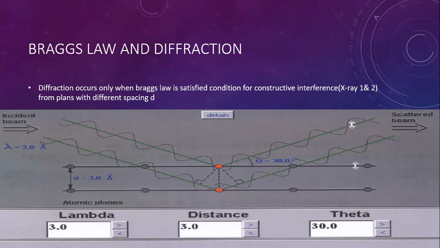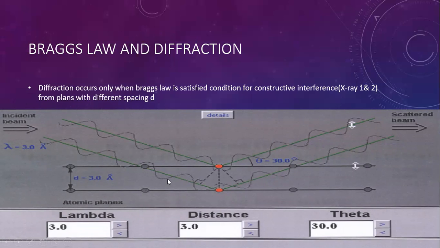Now, Bragg's law and diffraction. What is the relation? Diffraction occurs only when Bragg's law is satisfied, under the conditions that have already been discussed previously. If all the conditions are fulfilled, then we can apply Bragg's equation to find out the spacing, the angles, and all about the atoms and molecules.